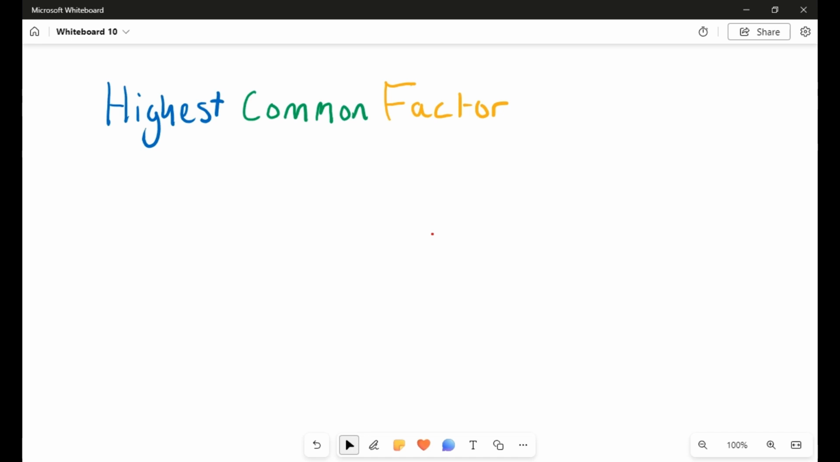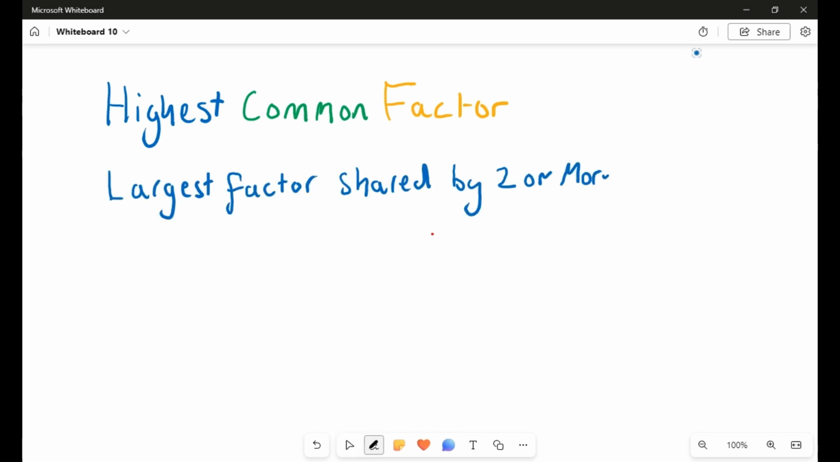So what is the highest common factor? The highest common factor is the biggest factor shared by two or more numbers. So we're going to start off trying to find the largest common factor of 12 and 18.